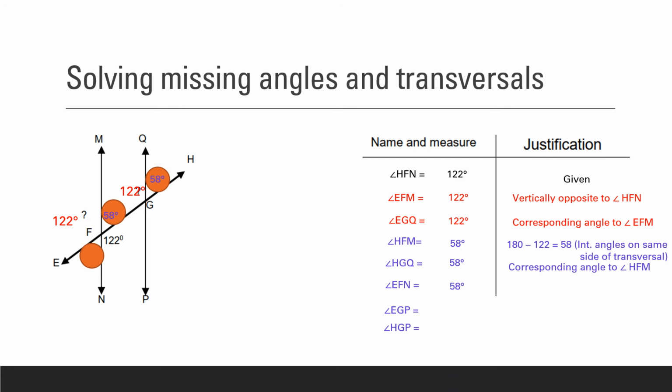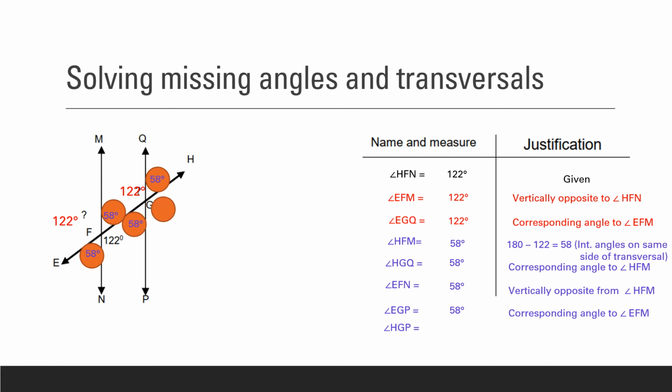EFN, that would be this one right here in the lower corner. EFN also has to be 58 degrees. And the reason I'm going to give this time is because it's vertically opposite from the one that I just found out. And I know that vertically opposite angles are equal, so there's no calculation I need to do. Next one, EGP. EGP has to be 58 degrees. The reason I'm giving is that it's corresponding to EFN, the one that I just solved. It's in the exact same position next to the other parallel line. So that has to be 58 degrees.